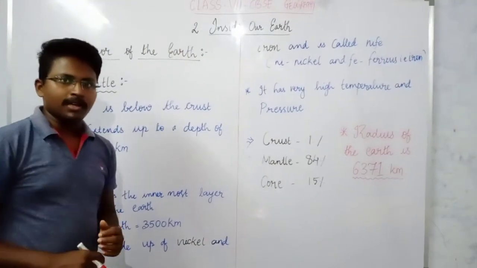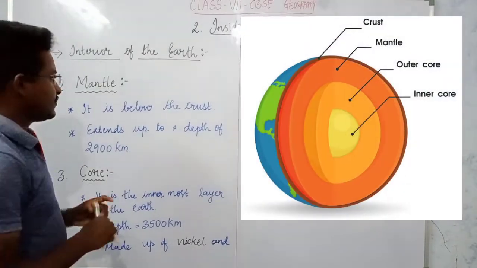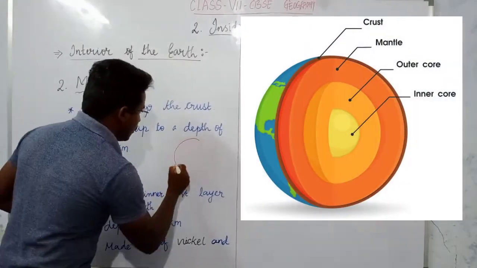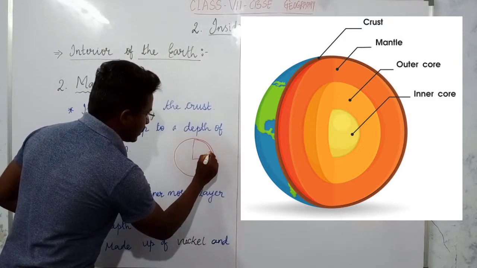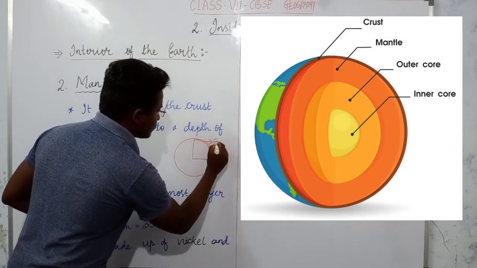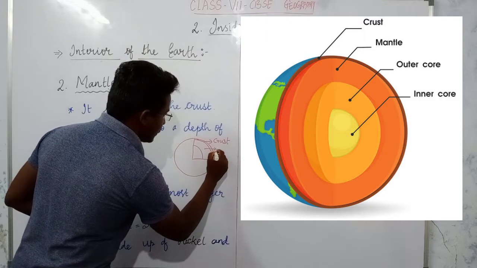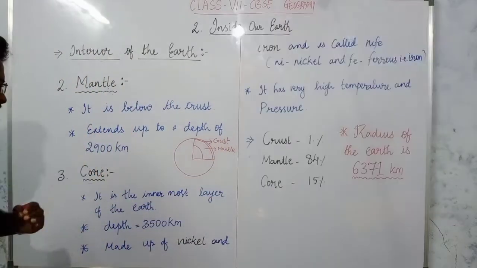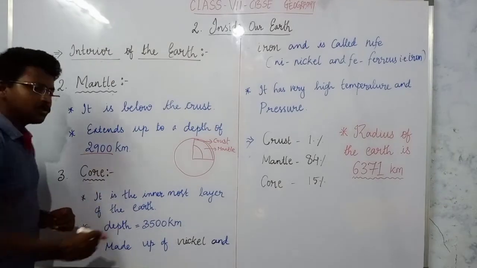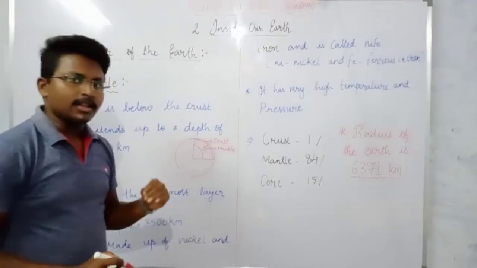The next important layer of the earth is the mantle. It is just below the crust. For example, if you take the earth, the shape of the earth is like this, then the topmost layer up to here, as I told, is known as the crust, and below the crust, the next important layer is the mantle. The depth of the mantle is almost 2900 kilometers. That means from here to here it is 2900 kilometers.